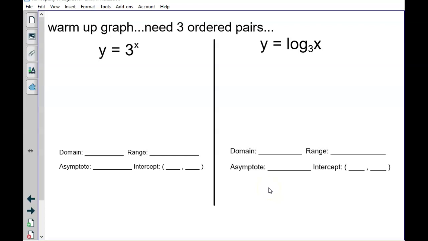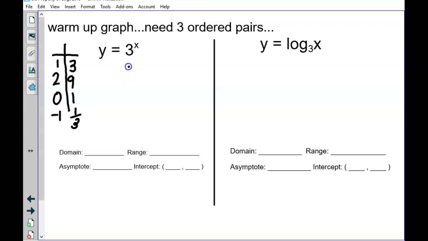You're going to need to be able to graph these. I wanted to insert a graph and I was having trouble finding that, so we're going to fake it. 3 to the x. Somebody give me some numbers we could put in there. 1. 3 to the 1 is 3. 2. 0. 3 to the 0 is 1.